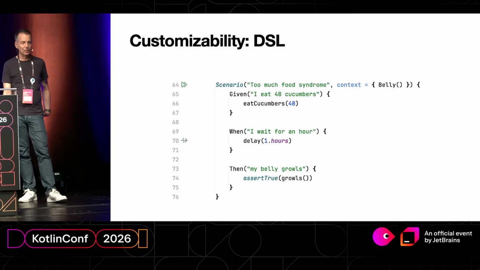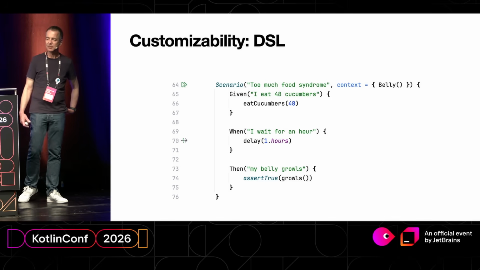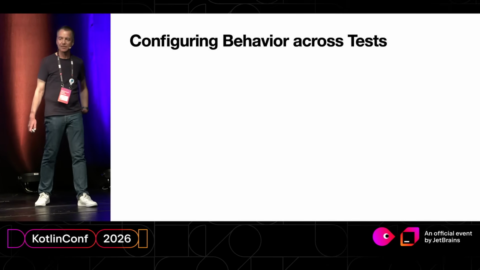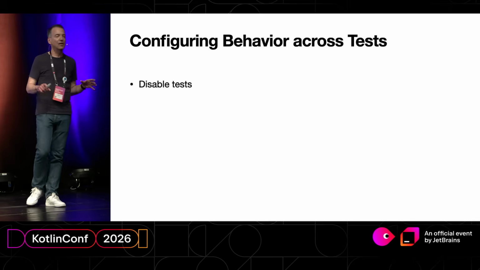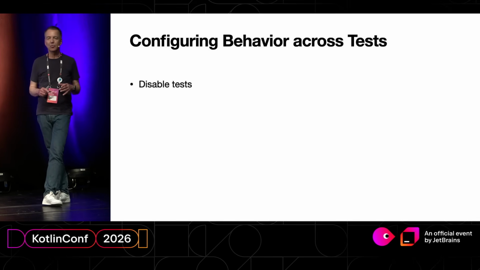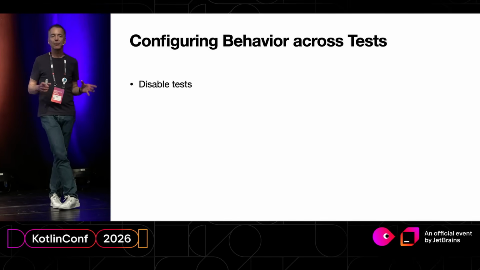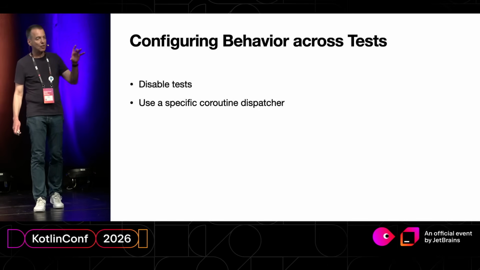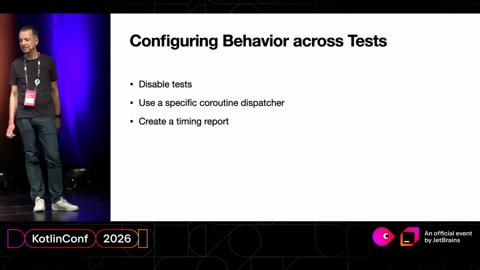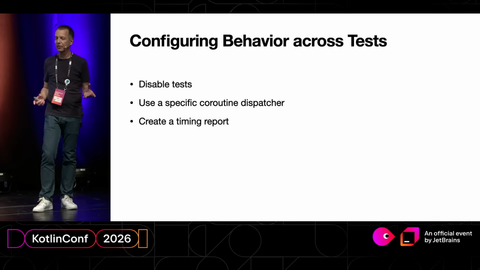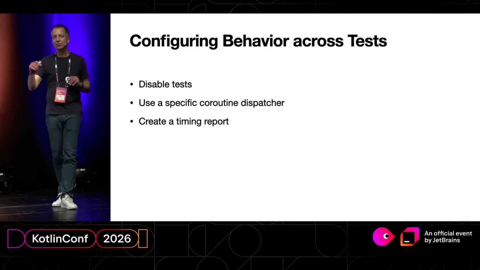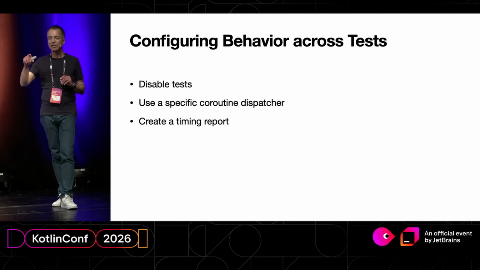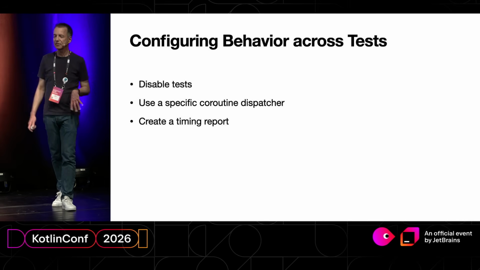So this is not the only way to customize tests. Adapting the DSL is one, but there's another one. Sometimes we want to configure behavior in a cross-cutting way. So maybe we want to disable tests or part of them conditionally. We might want to use a specific coroutine dispatcher for a set of tests or create a timing report for a set of tests. So we wouldn't want to write a DSL function for each of these cases, which then would be difficult to mix.